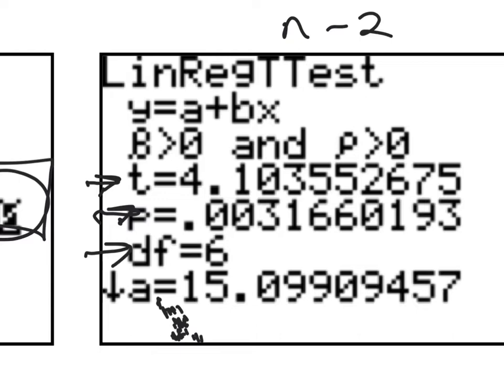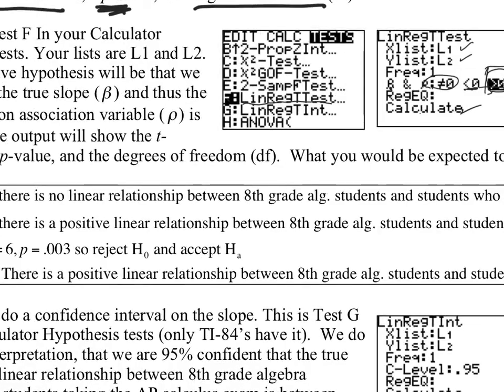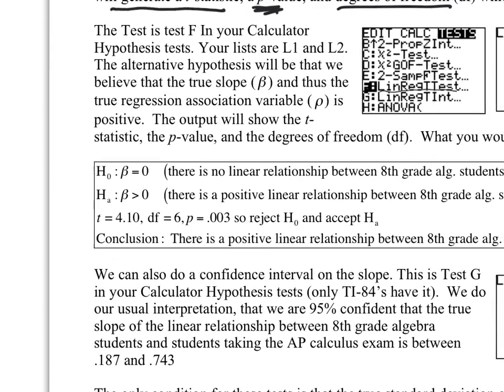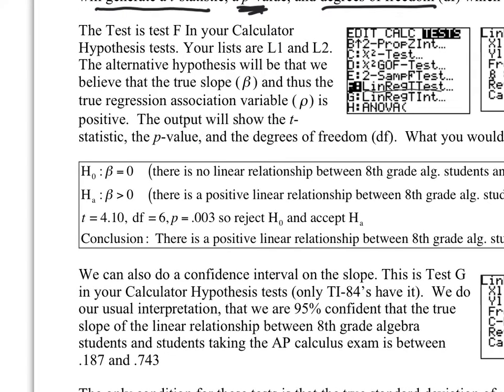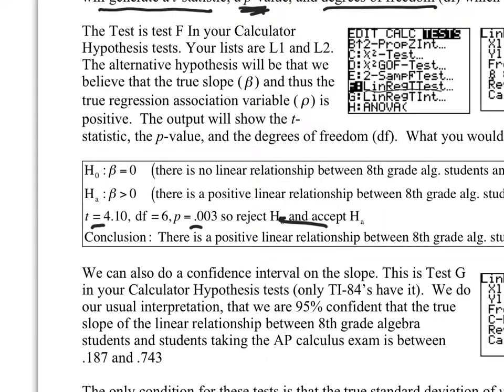When I show you the video that I do for you, you're going to understand what I'm talking about. Recording back on. If you look at his work, there's his H naught: B was equal to 0, there is no linear relationship. Here's his HA: B is greater than 0, there was a positive linear relationship. There's the t. There's the p-value. He also rejected H naught.